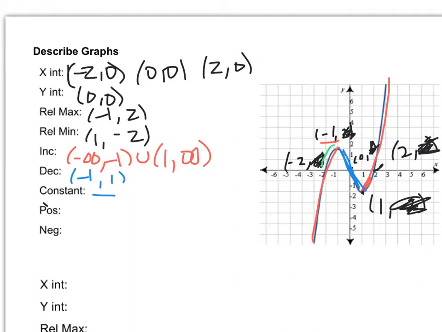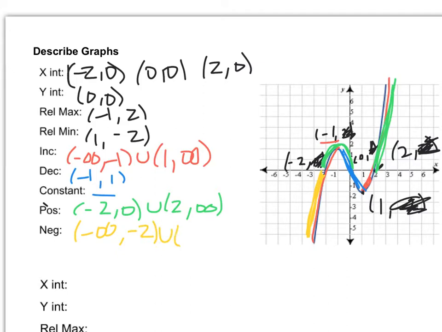Positive means above the x-axis. I'm going to do that in green. Here's my first piece that's positive and my next piece that's positive. So it's positive between -2 and 0, union 2 to infinity. And then it's negative everywhere else. So it's negative from -infinity to -2, union 0 to 2. So some things to remember is once we get down to this bottom part, it's only my x values, and everything has parentheses on this section.